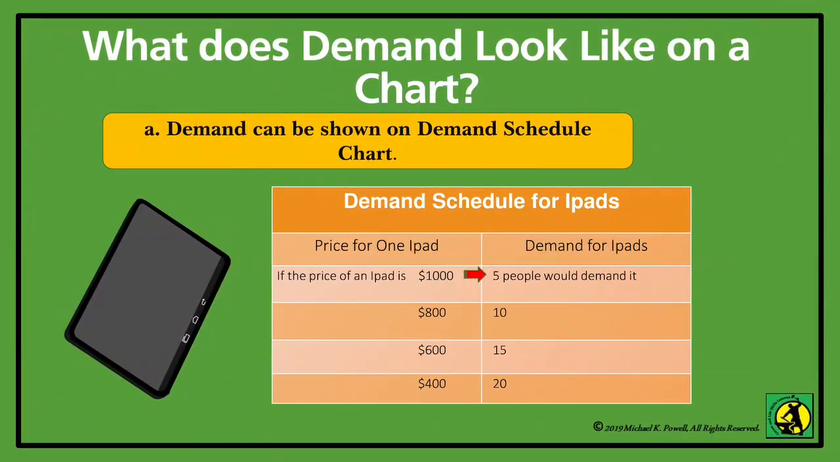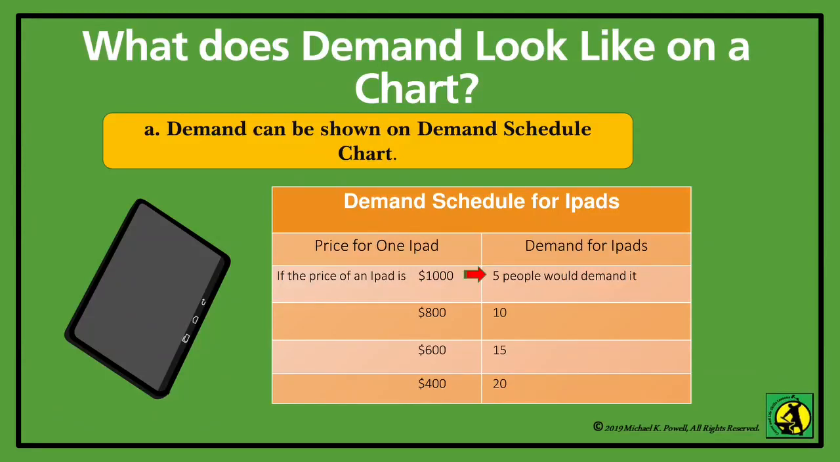We take this information and we put it on a chart called a demand schedule. The demand schedule shows us the quantity demanded for a good at a particular price point. As we can see here on the left, we've got the price for one iPad in the left column. If the price of an iPad is $1,000, then we have the demand for that in the right column. So at $1,000, 5 people are going to demand it.